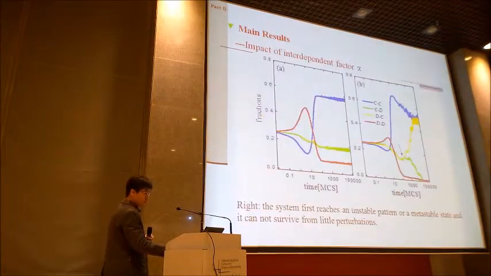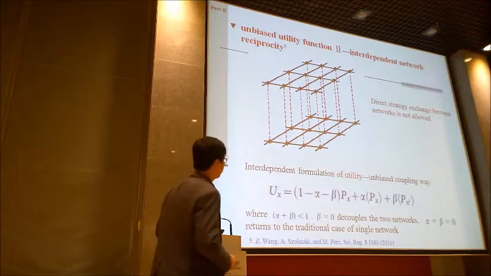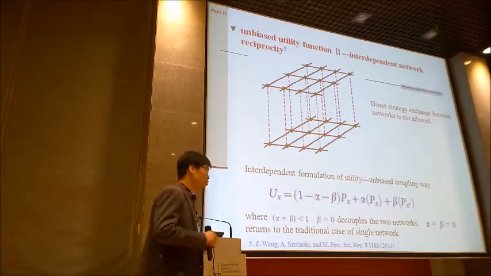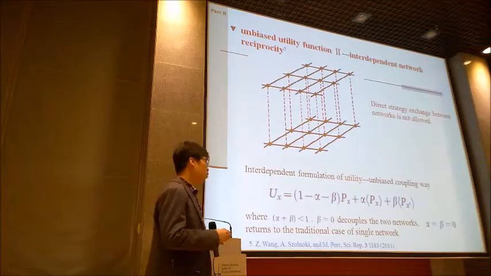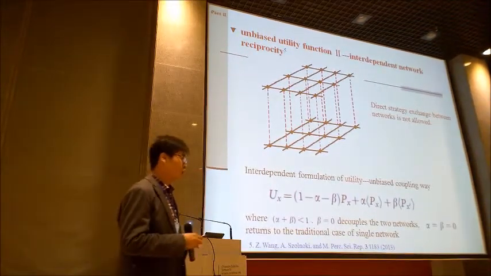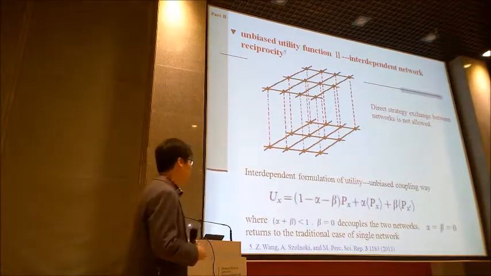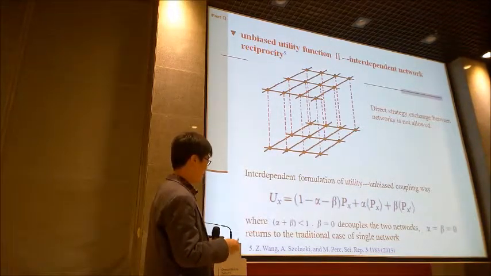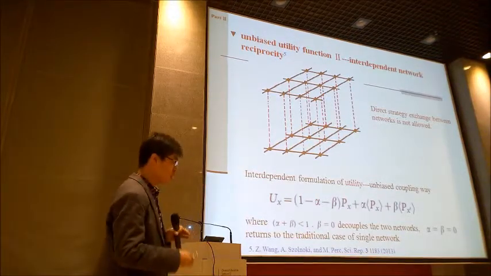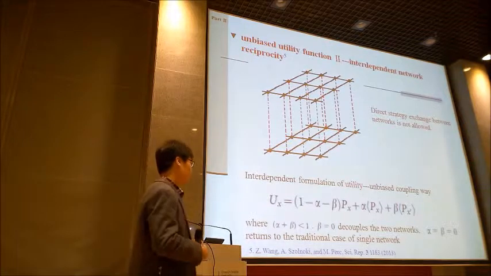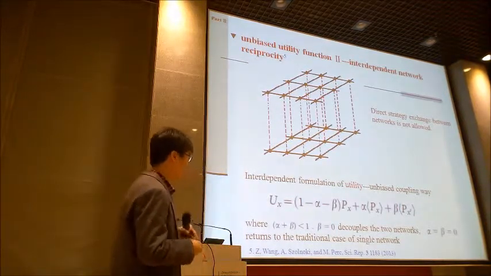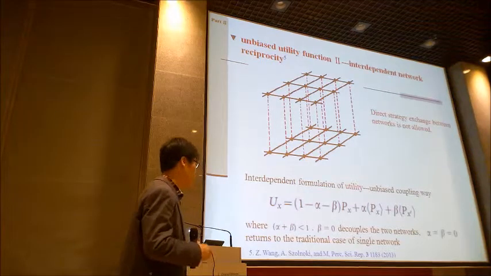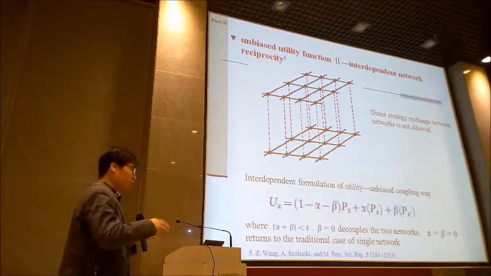Then we turn to the influence of another type of utility function. For this utility function, we assume that the utility of an individual not only involves himself or herself, but also involves the influence of the internal and external environment. The internal and external environment are denoted by every pair of his neighbors from the same network, and every pair of the neighbors of his partner from the other network. So there are two weight factors for the utility, denoted by alpha and beta. If both factors equal zero at the same time, it returns to the single network case. But if the sum is larger than zero, the two networks are coupled.